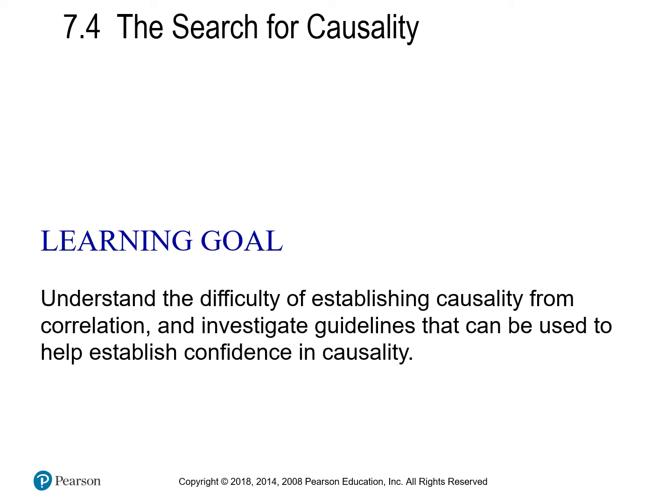So 7.4 is a deeper dive into causality. We've talked about correlation coefficient, lines of best fit, R squared, but now we're going to talk about searching for a causal relationship. The most difficult thing we can do in research. So understanding the difficulty of establishing causality from correlation, and investigating guidelines that we can use to help establish confidence in causality are the two primary learning goals for today.